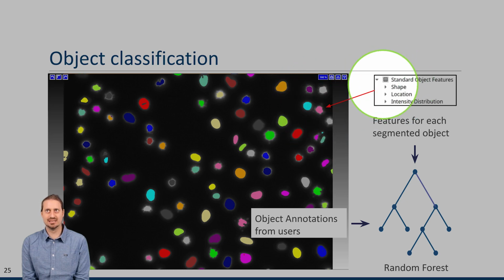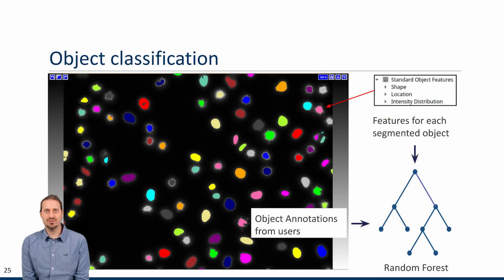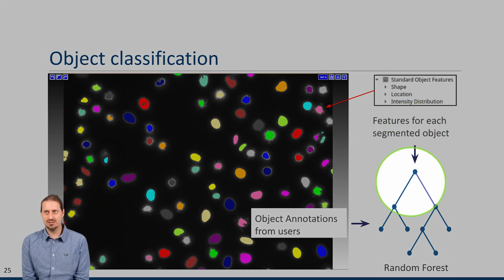And these encode things like the shape of the object, might also be the location if it's relevant for the classification task, and the intensity distribution, right? And you can already see that shape and intensity would be very helpful for telling the nuclei we want to tell apart apart. And then these are taken as input to our machine learning model. This is again a random forest as in the example before. And then we have object level annotations from the user to train this model.